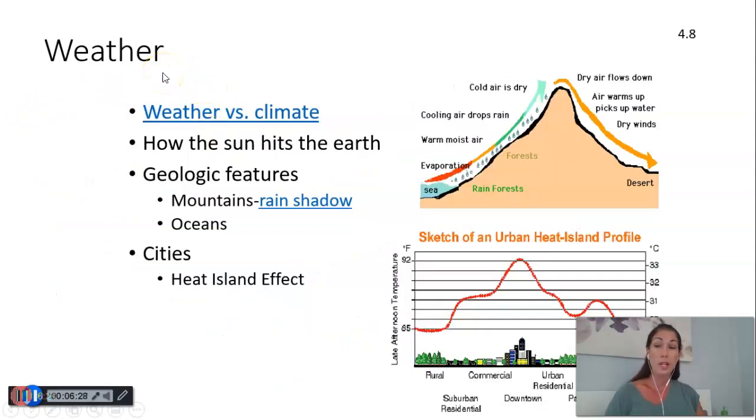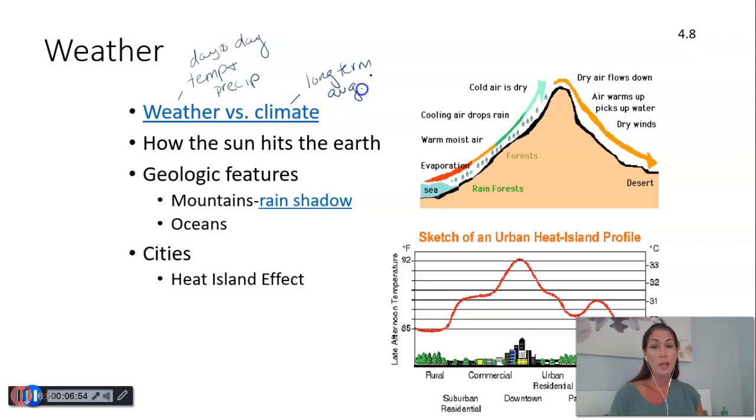Now, weather that occurs down in our troposphere is going to be our day-to-day temperature and precipitation. So this is: how cold is it today? Do I need a jacket? Do I need my umbrella? So this is day-to-day. Now, climate is your long-term average temperature and precipitation. So there is a difference.